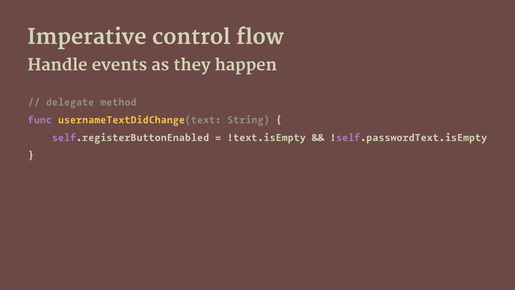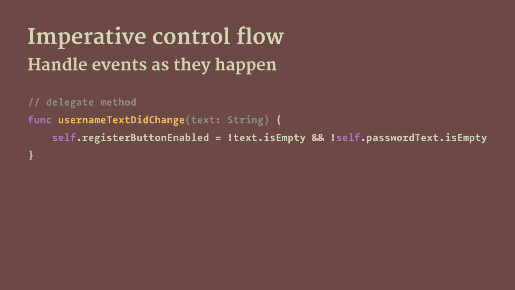So let's look at a delegate method here. Username text did change. And what we want to do is affect this register button being enabled. But the problem is the only thing coming into this event is the text of the username. If you look at the logic, password text is involved in this logic, and there's some event probably that has set the password text, but we don't know what that event is in here without reaching outside of our context, without reaching outside of this method to some stored value.